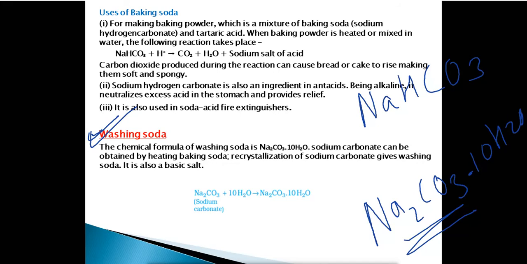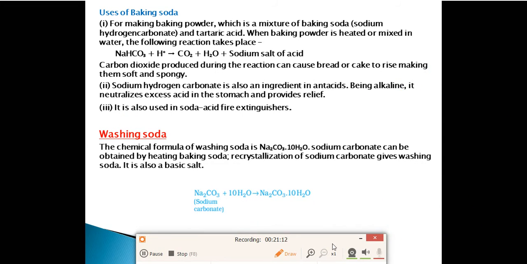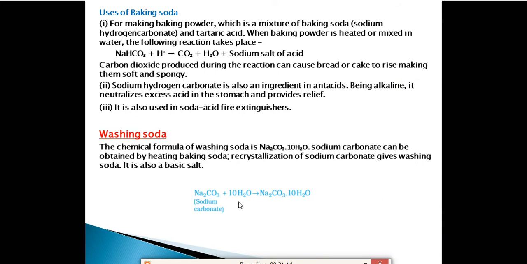And how is this washing soda obtained? It is obtained by heating baking soda, and recrystallization of sodium carbonate gives washing soda. It is also a baking salt. So when you heat baking soda, that is NaHCO3, you get sodium carbonate. And when you add 10 molecules of water to sodium carbonate, you get washing soda. So washing soda is formed by recrystallization of sodium carbonate.